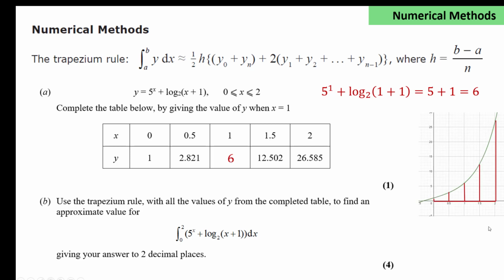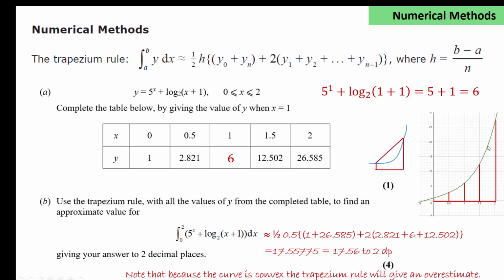Here's the curve. You won't need to draw it. We simply substitute these values into the expression above. So it's a half, 0.5 for the width, the first y ordinate plus the last y ordinate, and twice the sum of the middle ordinates. This is a convenient way of summing the area of these trapezia. Doing this on the calculator gives us 17.56 to 2 decimal places.